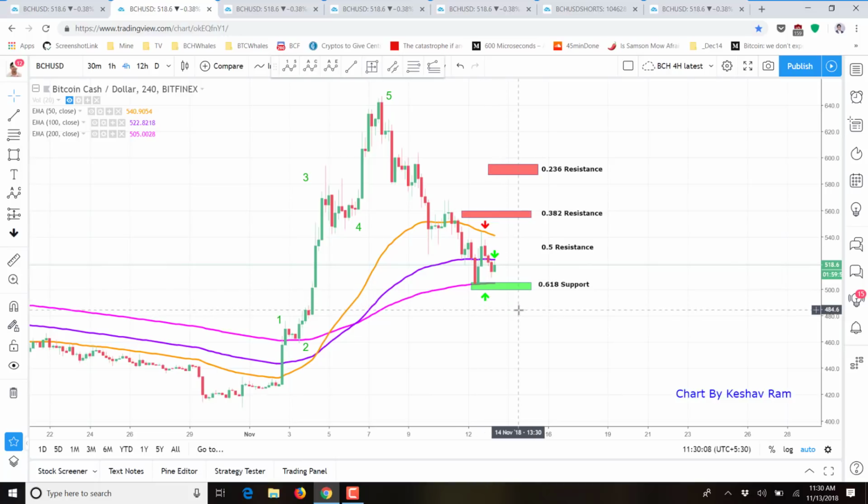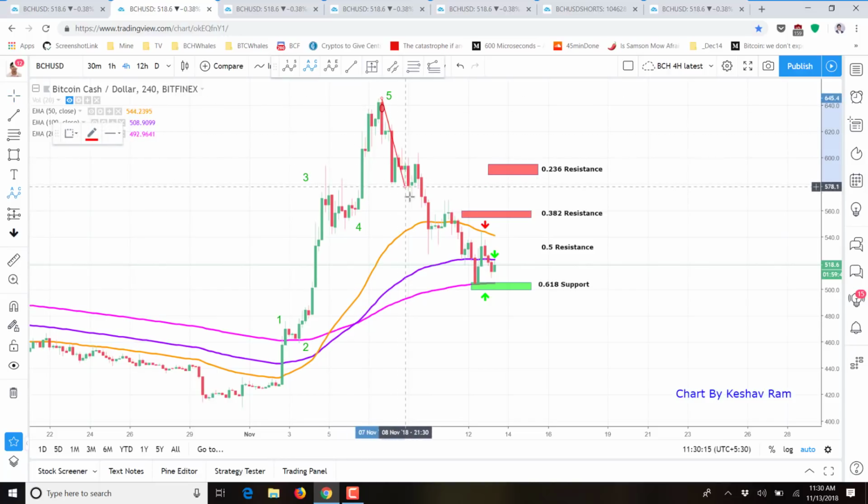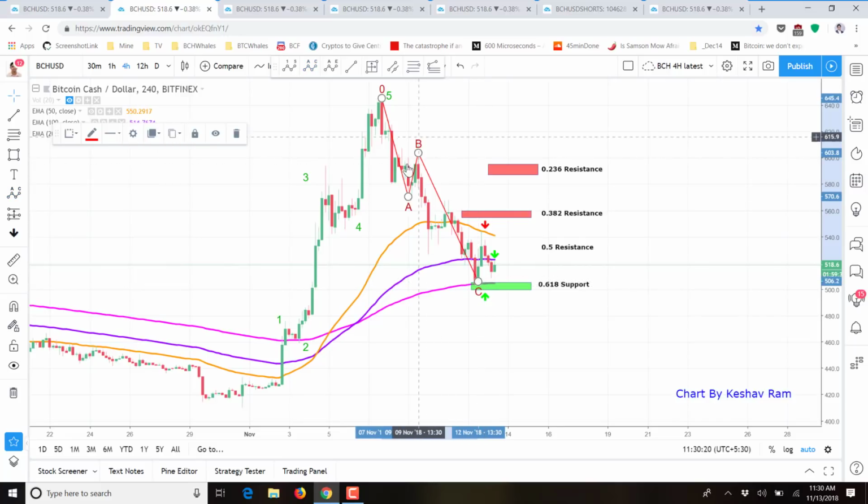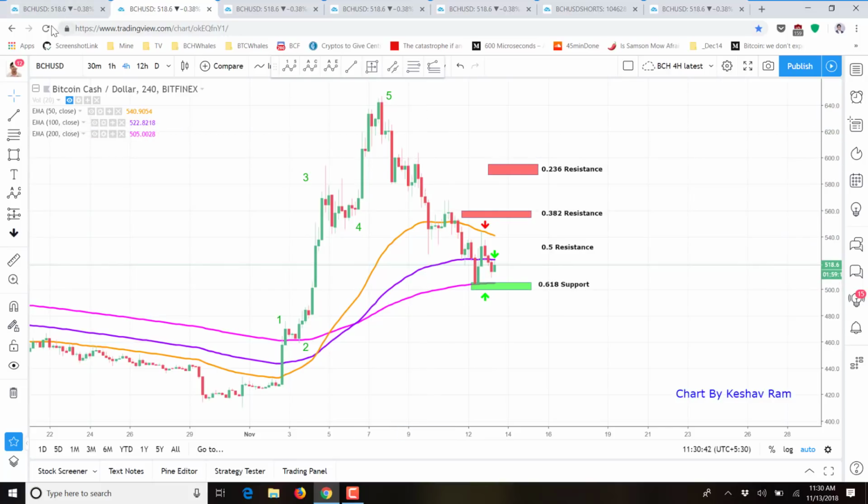The reason is because I further broke down into a smaller count, which is convincing me that we are done with ABC here. Obviously, this chart and analysis is based on the ABC being done. If the price goes below $500, this theory is incorrect. So if you're taking some longs here, you can use 500 or 495 or even 490 as a stop loss as well. So now let's go into a smaller time frame.